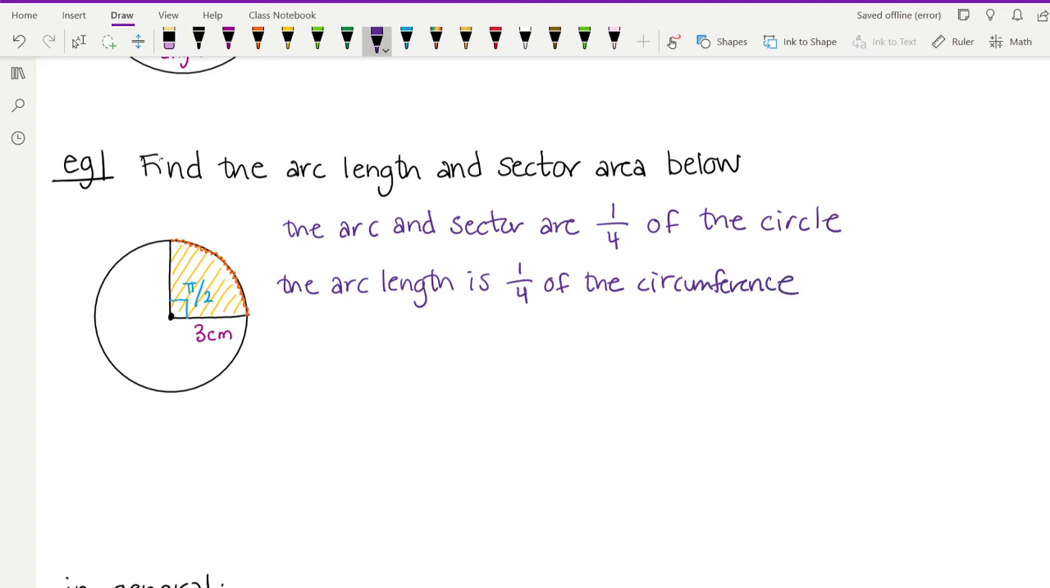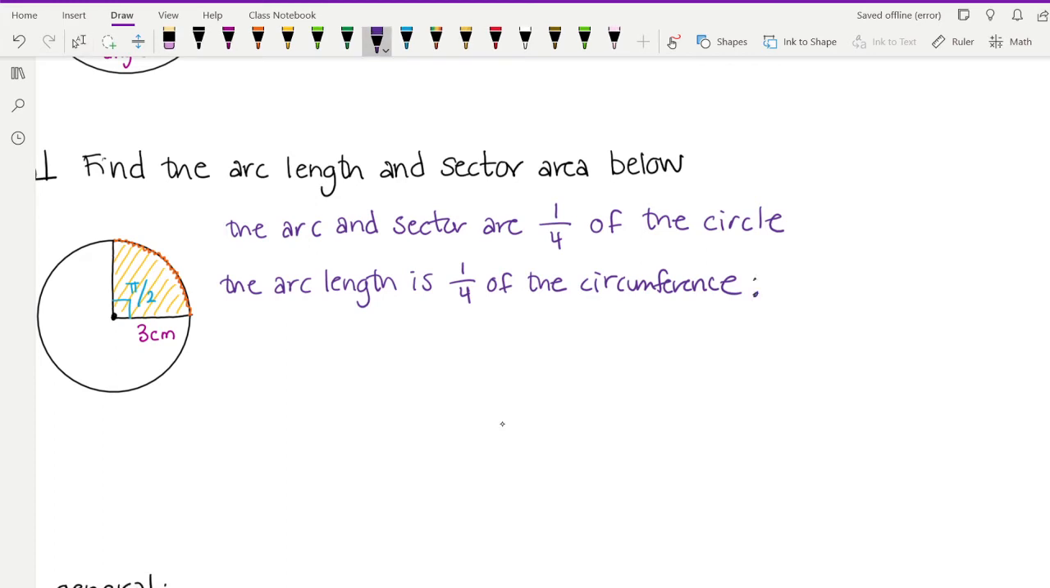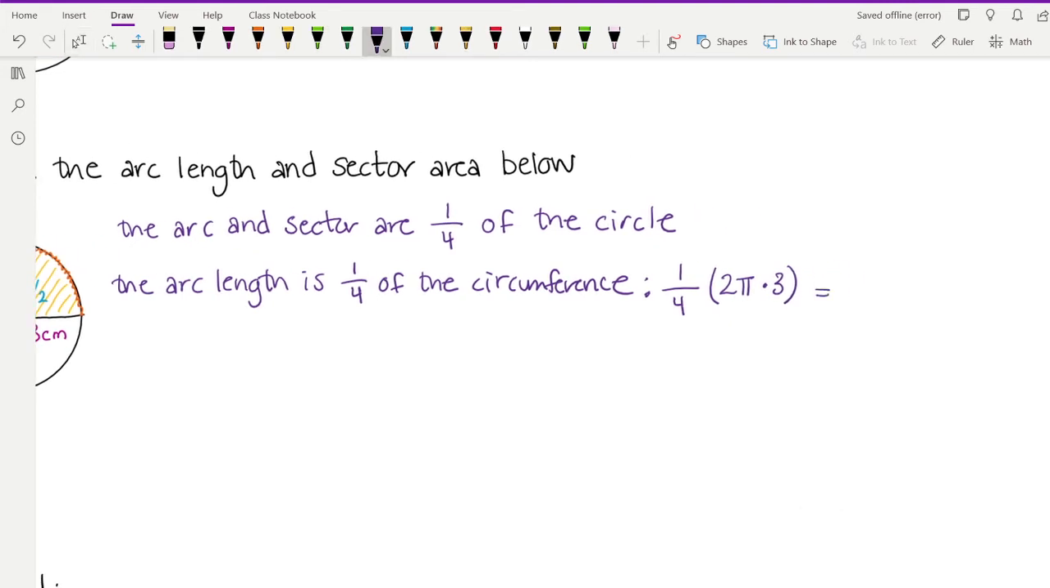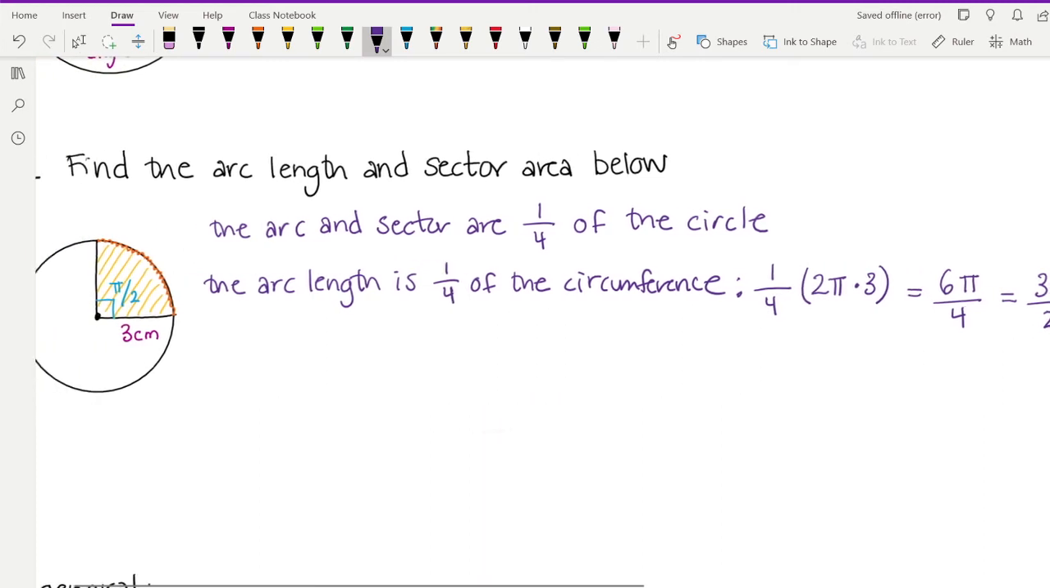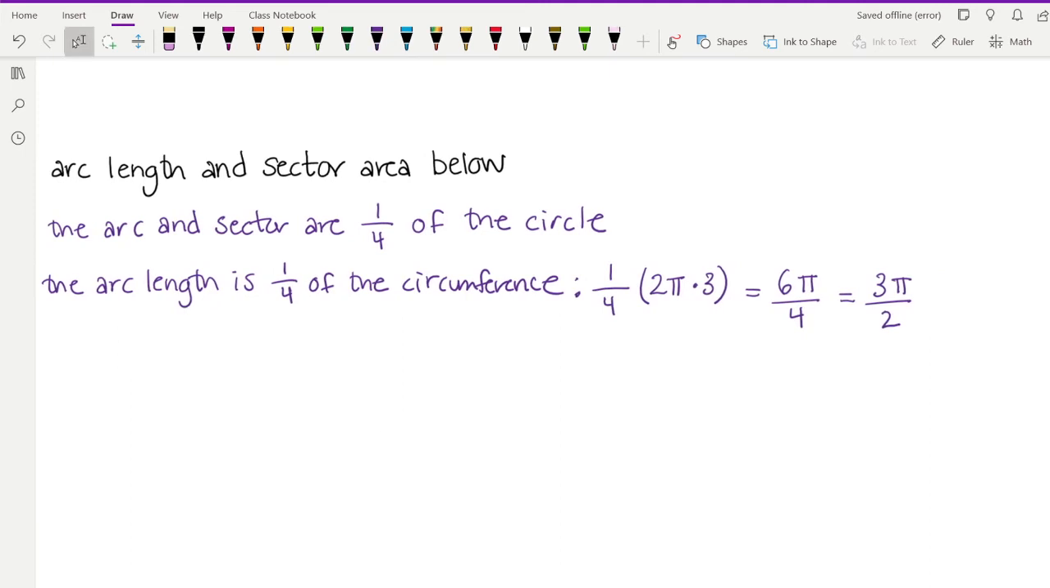Because with arc length, we're talking about a length, and that's the outside of the circle. That makes sense with circumference. So how could we calculate that? We can just do 1/4 times the circumference of the circle, which we know is 2 pi times the radius. In this case, that's 2 pi times 3, so this is equal to 6 pi over 4, which simplifies to 3 pi over 2. And what are our units? Our units are centimeters. We're talking about a length, so they shouldn't be centimeters squared, just regular centimeters. And that is our arc length.